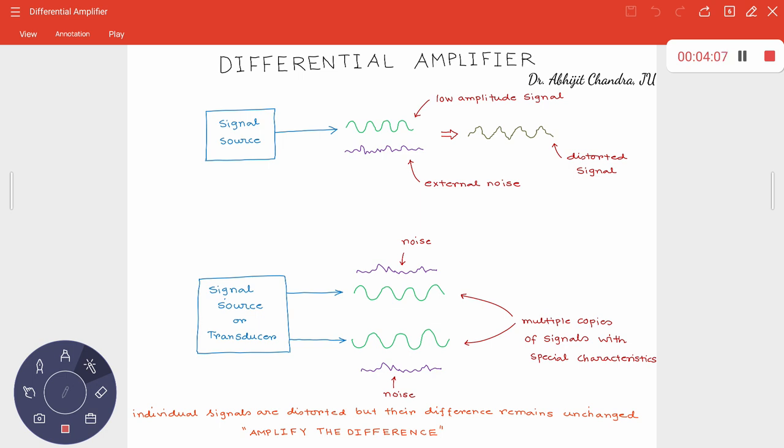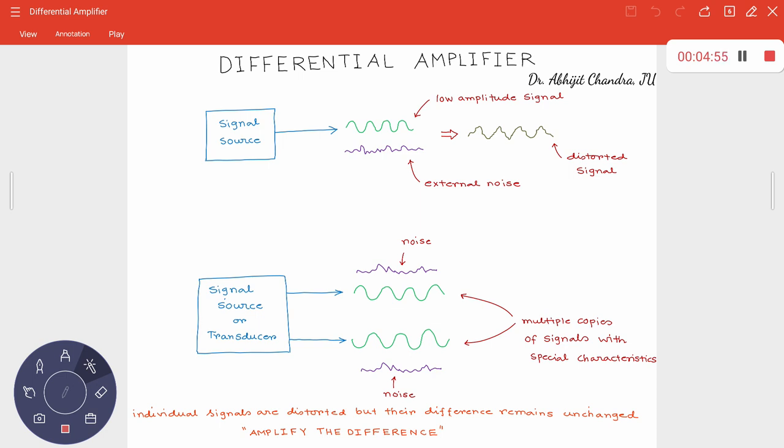Is the problem clear? As of now, in our discussion of single-stage and multi-stage amplifiers, we have assumed that there is no such noise. Only a signal is present, some sinusoidal signal for example, and our idea is to magnify that signal using amplifier circuits. Accordingly, we have studied the common emitter amplifier, common base amplifier, common collector amplifier, and then the multi-stage amplifier. But suppose the signal is being produced in an environment where noise is also present. From the circuit designer's perspective, what has to be done?